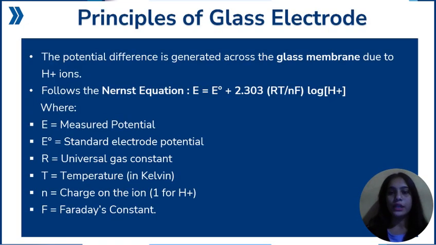Principles of the glass electrode. The potential difference is generated across the glass membrane due to H plus ions, and this follows the Nernst equation, which is E equals E naught plus 2.303 RT by nF log of H plus, where E is the measured potential, E naught is the standard electrode potential, R is the universal gas constant, T is the temperature in Kelvin, n is the charge of the ion, which for H plus is always equal to 1, and F is Faraday's constant.